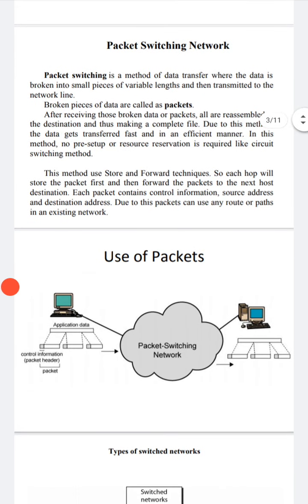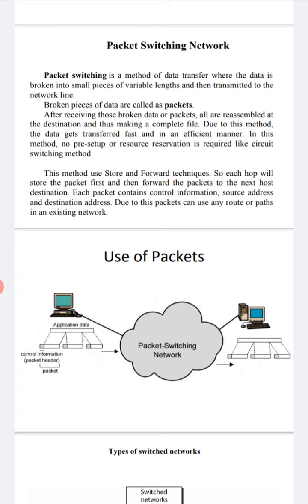First, the packet switching network. What is packet switching? Packet switching is the method of data transfer where the data is broken into small pieces of variable length and then transmitted to the network line.